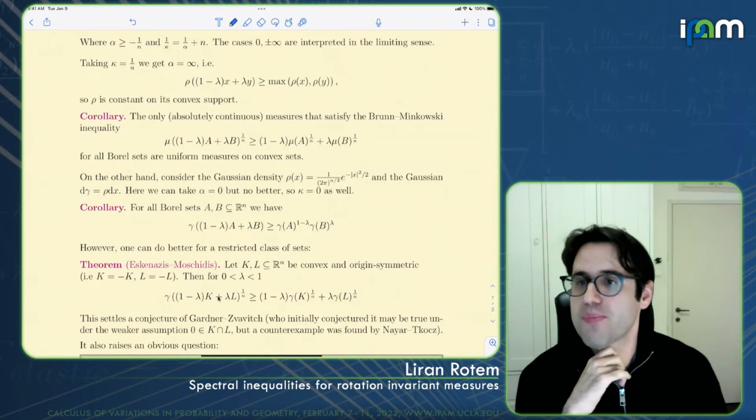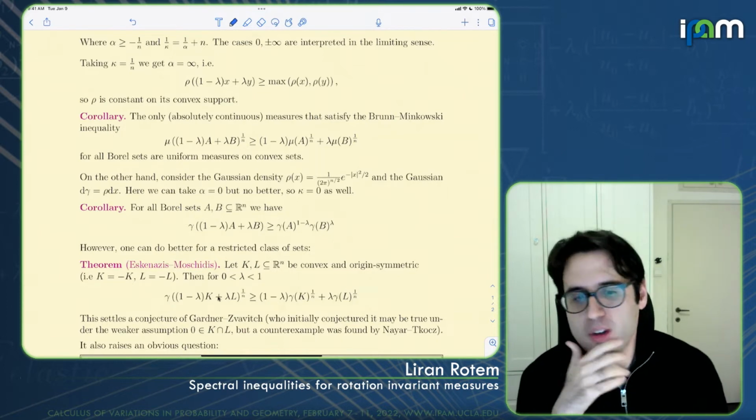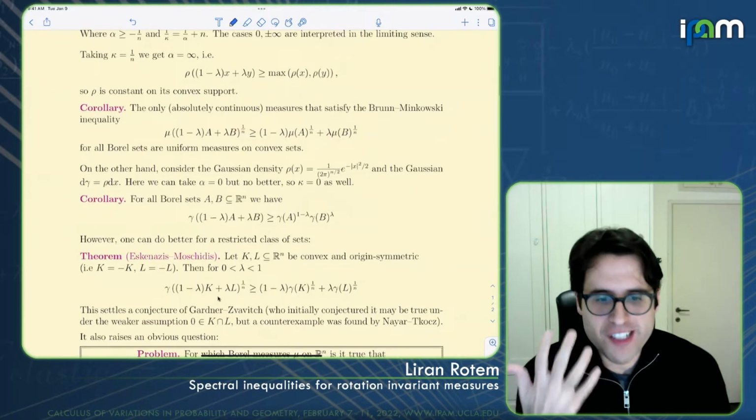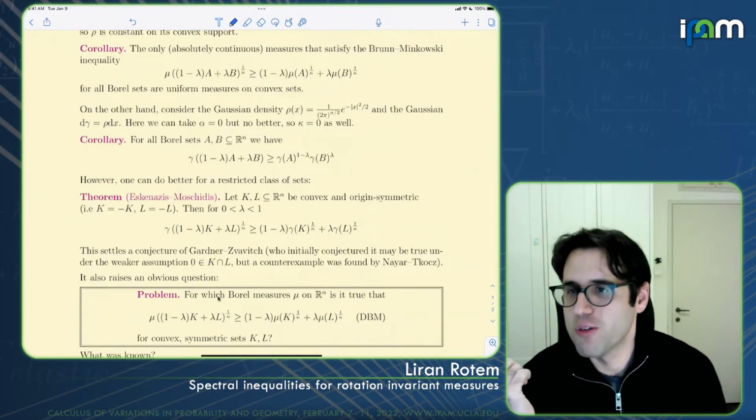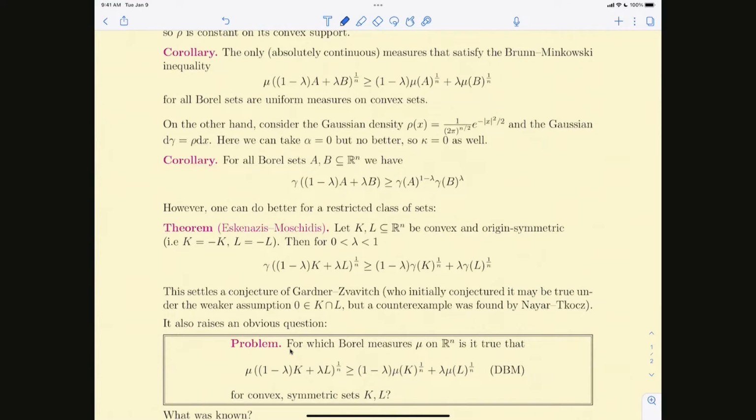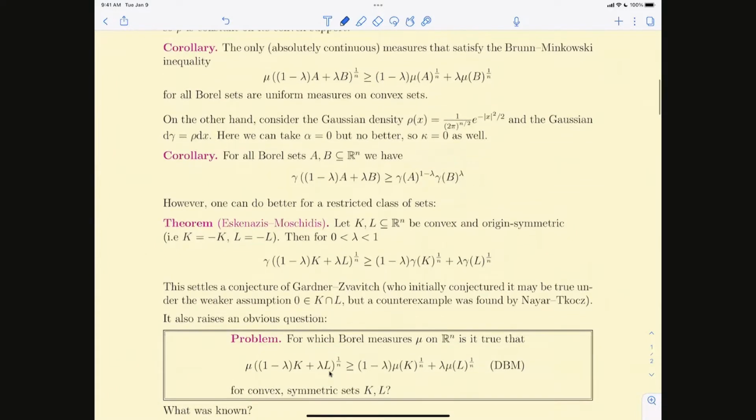And yes, this is. So, okay, for the Gaussian it's true, but this of course raises the obvious question, for which measures is it true? So I want to know for which Borel measures on Rn it's true that they satisfy the Brunn-Minkowski inequality with the optimal exponent 1 over n when the sets you plug in are convex symmetric. This is the question. This is the main question for now. All the main results and questions will be in these boxes. So if you get bored, you can just read the boxes and ignore everything else. So this is the question.